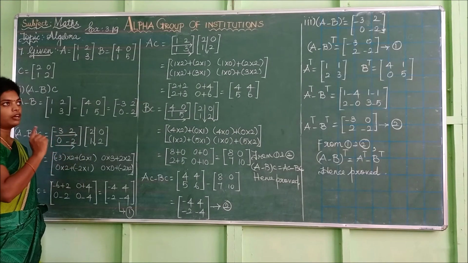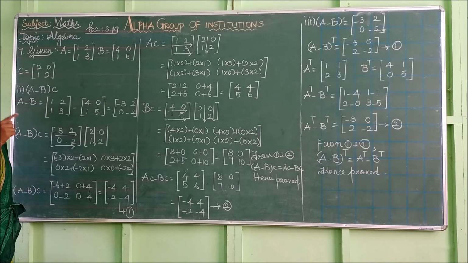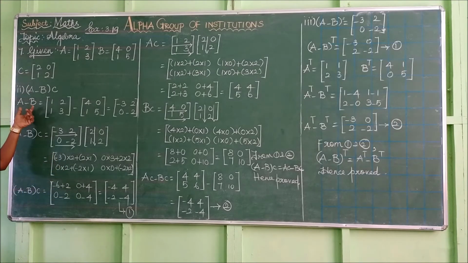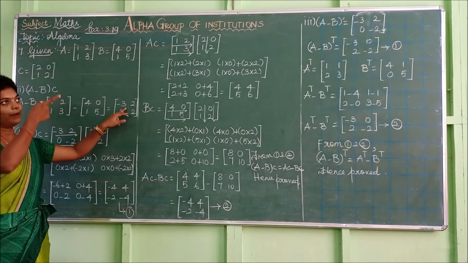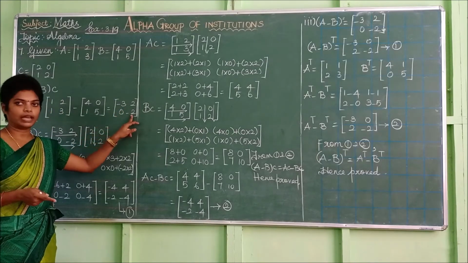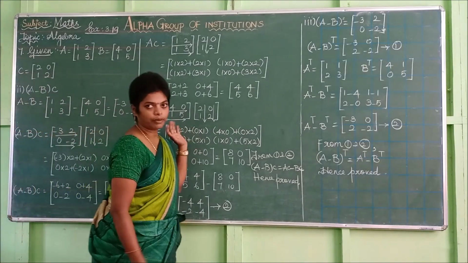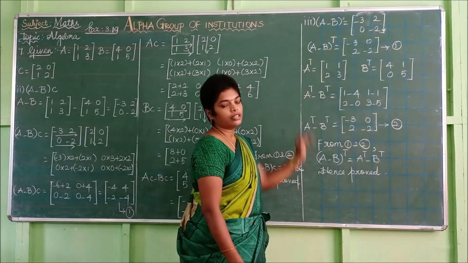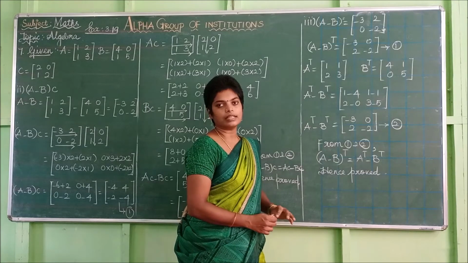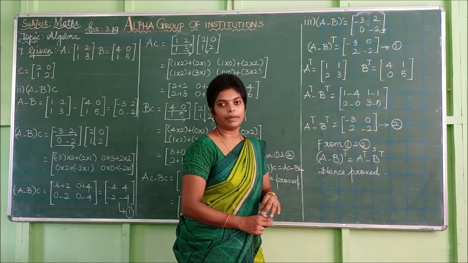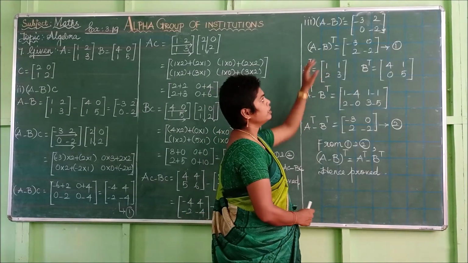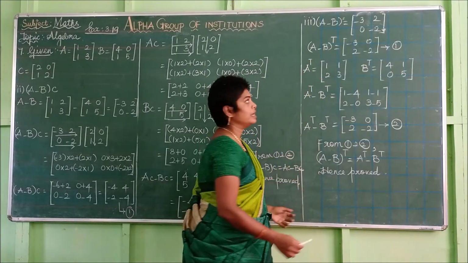For third subdivision we have to prove A minus B the whole transpose which is equal to A transpose minus B transpose. We already find out the value for A minus B which is equal to minus 3, 2, 0, minus 2. So you take that answer from this solution. A minus B transpose you have to find. So what do you mean by the transpose of the matrix? A transpose of the matrix is nothing but the interchanging of rows and columns. So you have to interchange the row as column and column as row.